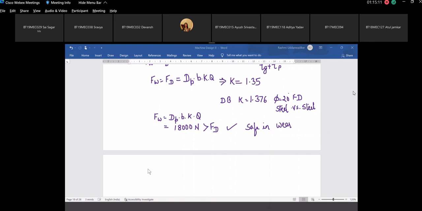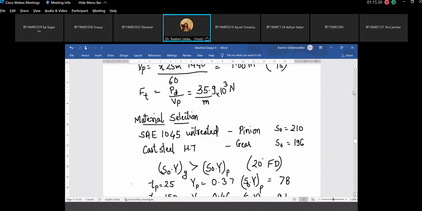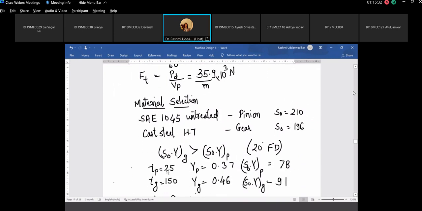And there is one more part left. We have to again check how TG and TP are calculated. TP is the number of teeth on the pinion, which we assumed as 25. We assume 25 for good balance. TG is the velocity ratio times TP, that is 6 times 25, which is 150.